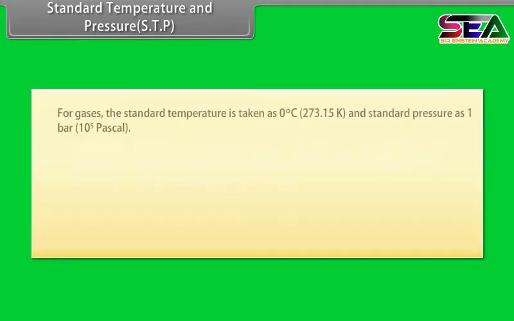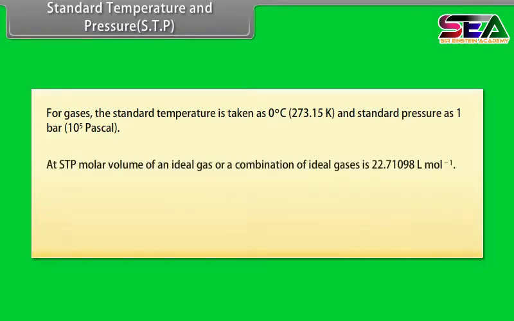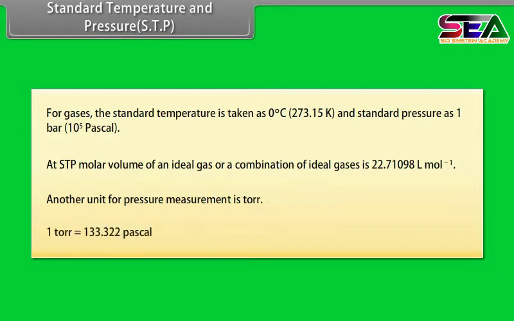Standard temperature and pressure, S.T.P. For gases, the standard temperature is taken as 0 degrees Celsius or 273.15 Kelvin and standard pressure as 1 bar or 10^5 Pascal. At S.T.P, the molar volume of an ideal gas or a combination of ideal gases is 22.71098 liter per mole. Another unit for pressure measurement is torr. 1 torr is equal to 133.322 Pascal.